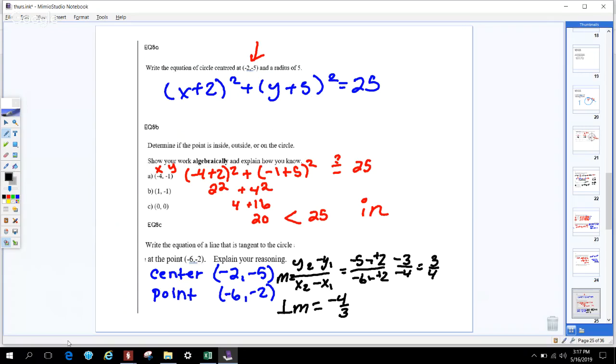Now we have to find the B term. Who remembers how to do the B term? Y equals mx plus b. So now we're going to plug all that stuff in. It's fine that I erased too much. I'm going to plug in, they give us 6, -2, -6, -2.